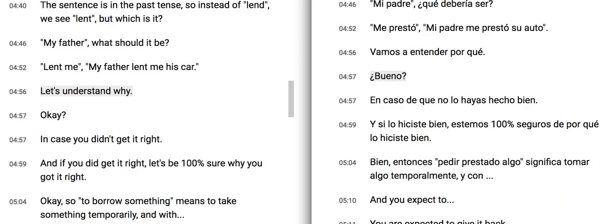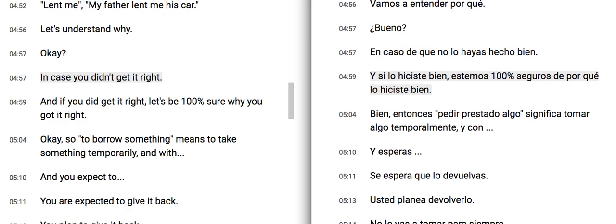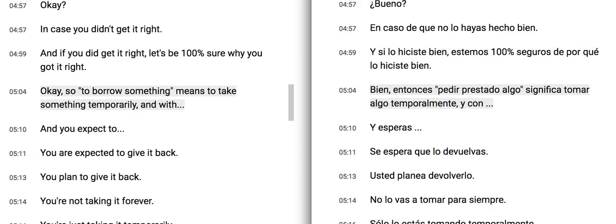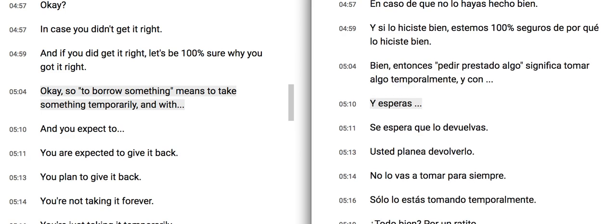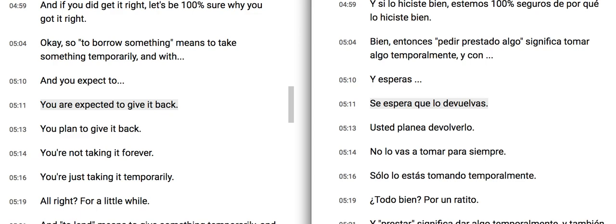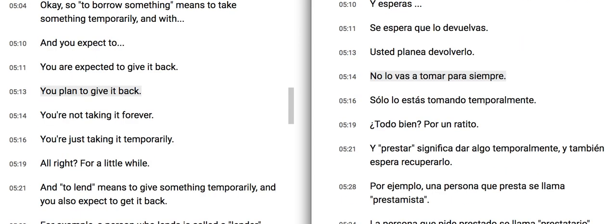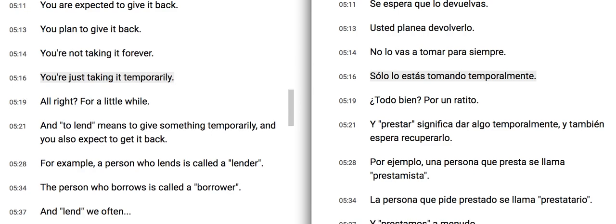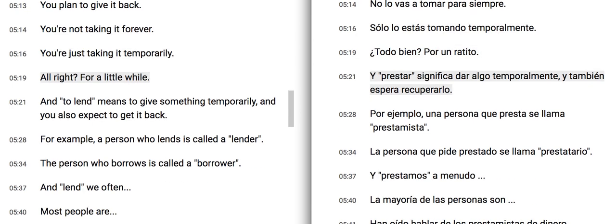Let's understand why, okay? In case you didn't get it right. And if you did get it right, let's be 100% sure why you got it right. Okay, so to borrow something means to take something temporarily, and you are expected to give it back. You plan to give it back. You're not taking it forever. You're just taking it temporarily, all right, for a little while.